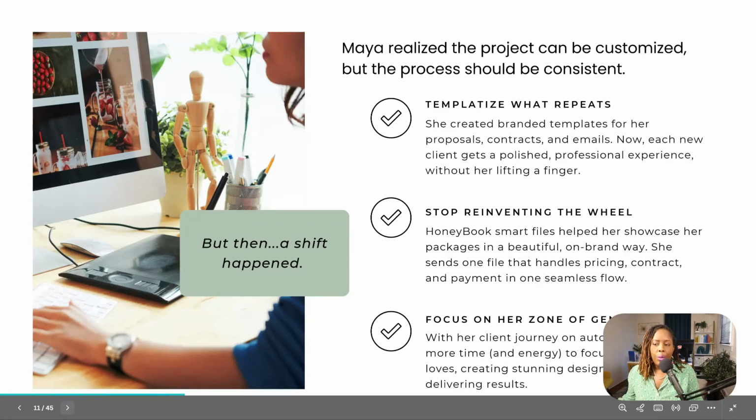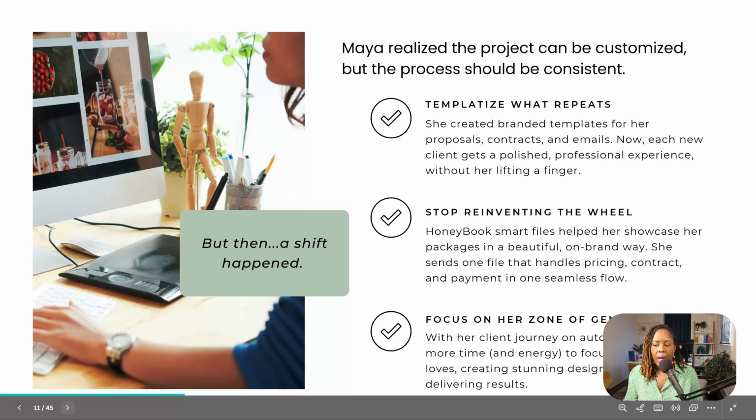Maya realized the project could be customized, but the process should be consistent. Let me say that again. The project can be customized, meaning the deliverable, what you're doing for the client, could be customized, but the process of how that job is done should be consistent. And this is where Maya was able to templatize what repeats, right? She was able to create branded templates for her proposals, her contracts, her emails. Now each new client gets a polished, professional experience without her lifting a finger. She was able to stop reinventing the wheel.